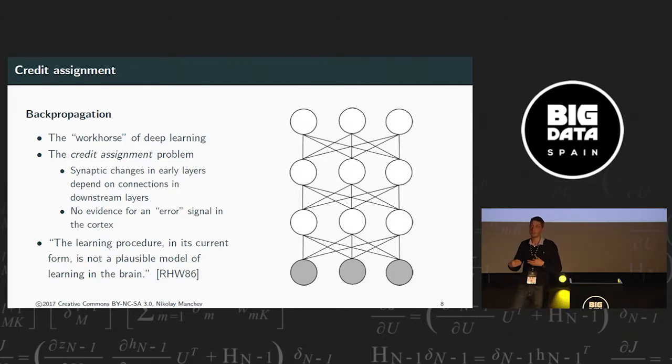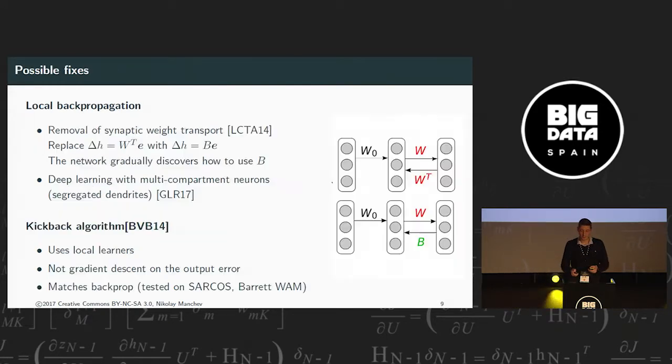And even in 1986, when backpropagation was introduced in the original paper by Rumelhart, Hinton, and Williams, they say that it's very unlikely. This algorithm is good, but it's not a plausible model of how the human brain works. Surprisingly, there hasn't been much research in the area of getting rid of this flaw, that backpropagation is not biologically plausible. However, there is some interesting research being done.